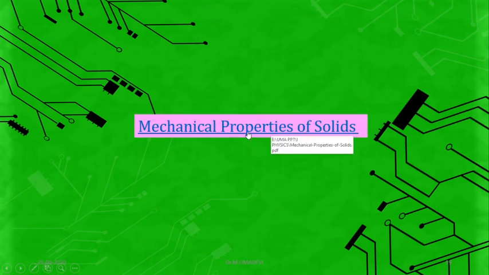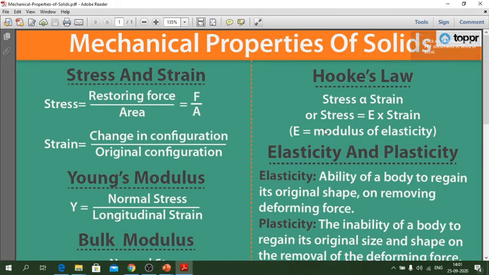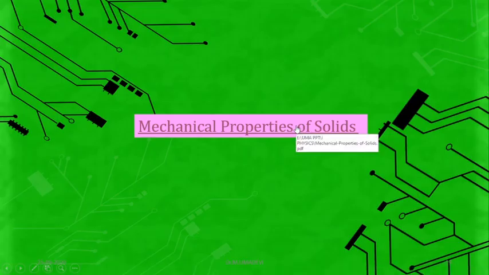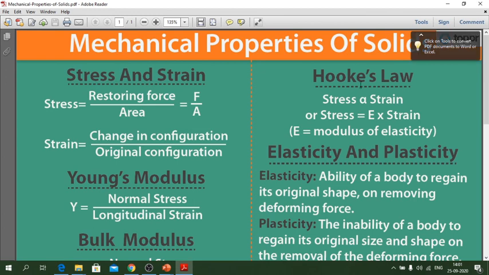Then we'll see the overall mechanical properties of the solid in detail. See, that's what we have seen in the previous classes. Stress is equal to force by area, strain is equal to change in dimension to original dimension, or you can say that change in configuration to original configuration. Then Young's modulus, normal stress to longitudinal strain, bulk modulus, normal stress to volume strain. Then Hooke's law, stress is directly proportional to strain. Stress is equal to E into strain, and E is nothing but modulus of elasticity.